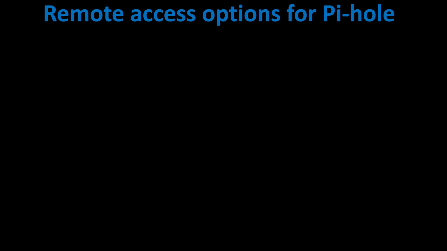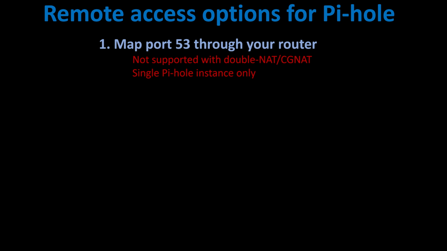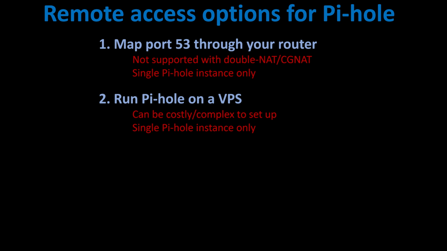Generally, for remote access, you have multiple options. 1. You can map port 53 through your router, but plenty of ISPs don't let you do that. Double-NAT, including carrier-grade NAT or CGNAT, can prevent you from mapping ports at all. Also, that's fine for one instance of Pi-hole, but not for two. And since you're into redundant solutions, that won't do. 2. You can get a virtual private server or VPS and install Pi-hole on it. There are no issues with making this externally accessible, but it can be complex and more costly. Also, unless you're going to have two VPSs, you still won't have redundancy.